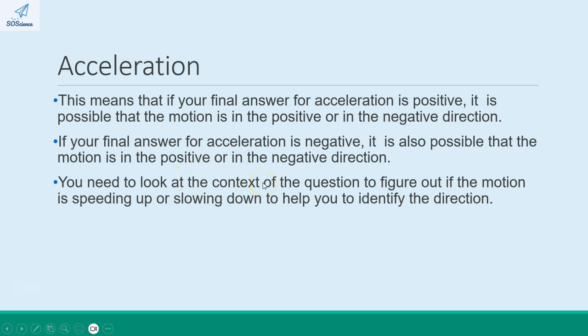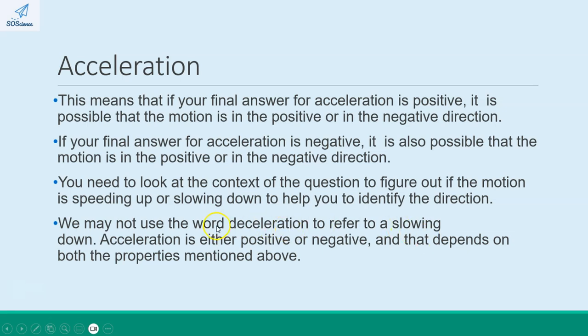You actually need to look at the context of the question to figure out if the object is speeding up or slowing down. And then, based on whether your answer for acceleration is positive or negative, you'd be able to identify the direction. Just note that we may not use the word deceleration to refer to a slowing down in the GDE syllabus. Acceleration is either positive or negative, and that depends on both of the properties mentioned above, whether the object is traveling in the positive or the negative direction, and whether the object is speeding up or slowing down.